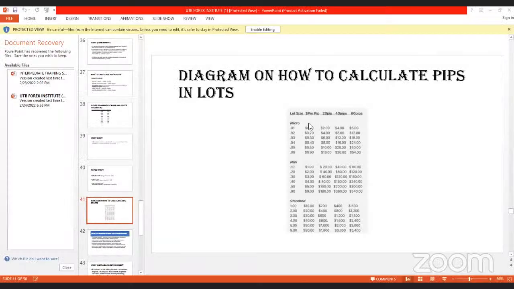We said if you traded it with 0.01, which is a micro lot size, and you made 60 points, 60 pips, all you need to do is multiply 60 pips times $0.1, which is 10 cents. It will give you what? $6. Now, just like that, up to you have 0.01, 0.02, 0.03, 0.04 to 0.09.